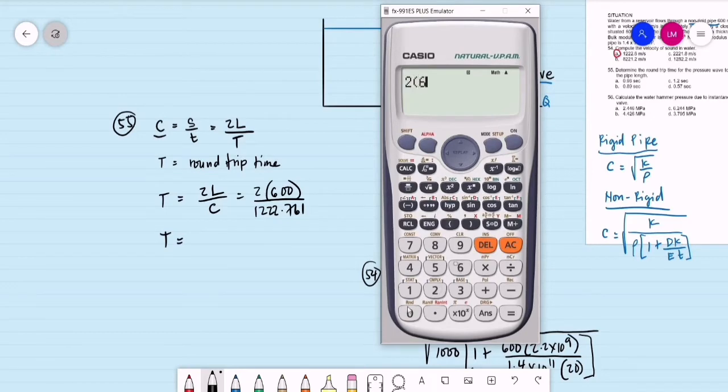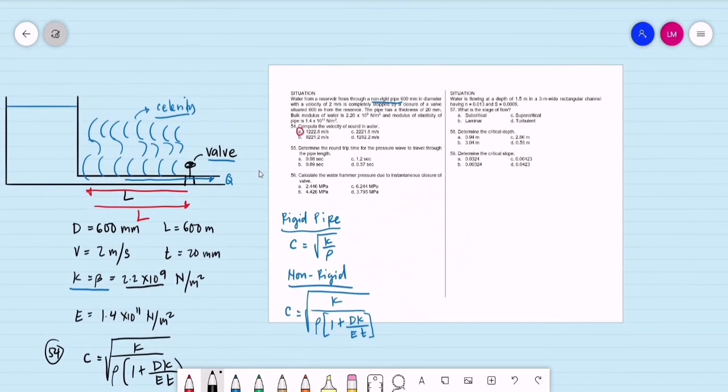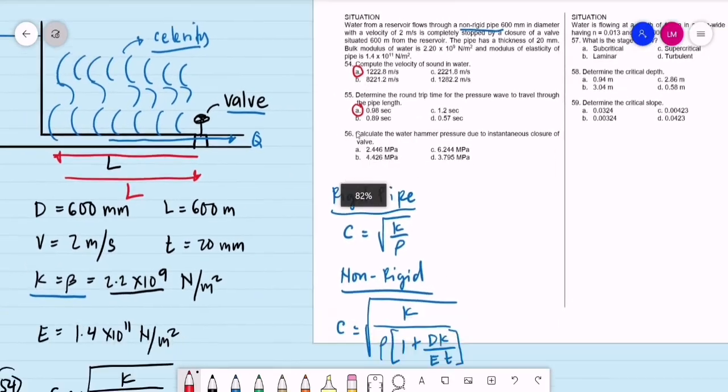This is twice of 600, to be divided by 1,222.761. That's 0.981 second. Okay, let us check if we have this value in question number 55. So we have that as letter A, 0.98 second. Number 56: calculate the water hammer pressure due to instantaneous closure.